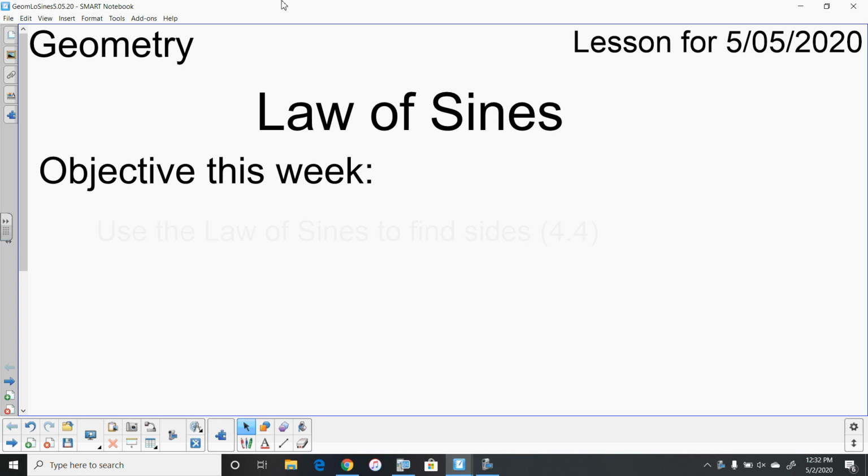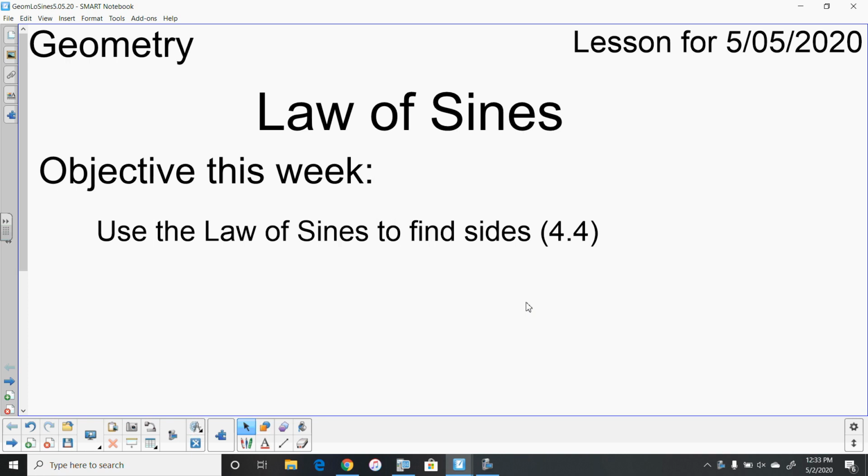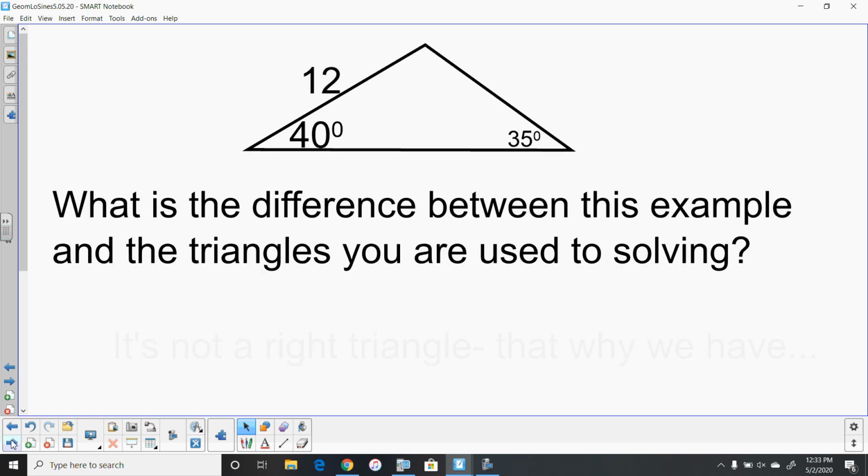Let's hang in there. What we are going to work on this week is something called the law of sines. I'm going to show you how to use the law of sines to solve for a missing side in a triangle, and you'll see which types of triangles we can use that on. All right, so let's get started here.